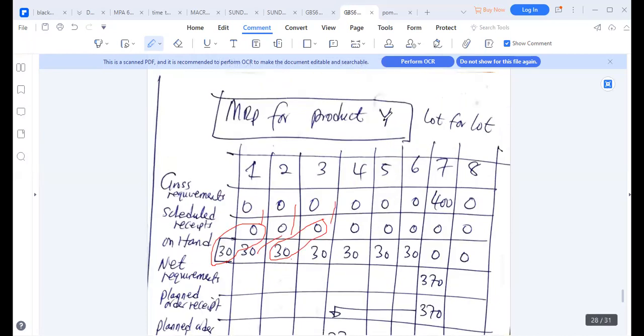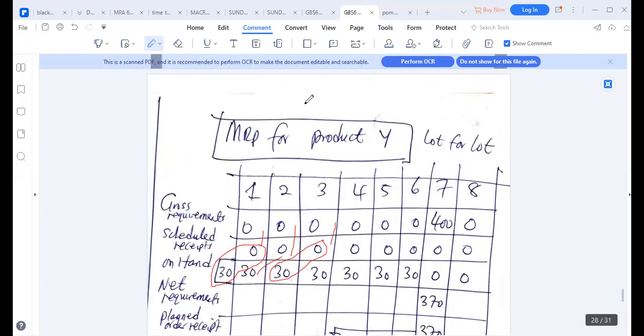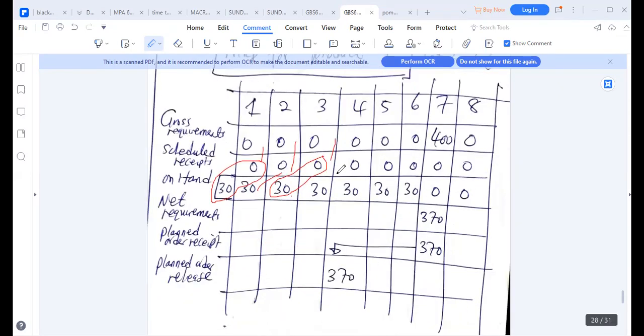And then for product Y, they're saying use the chase strategy. Chase simply means lot for lot. So when you say chase, it means we're looking at lot for lot. Then getting down, we have 30 plus 0 to meet the demand of 0 is 30. 30 plus 0 to meet the demand of 0, 30. 30 plus 0 to meet the demand of 400, we are with 370.